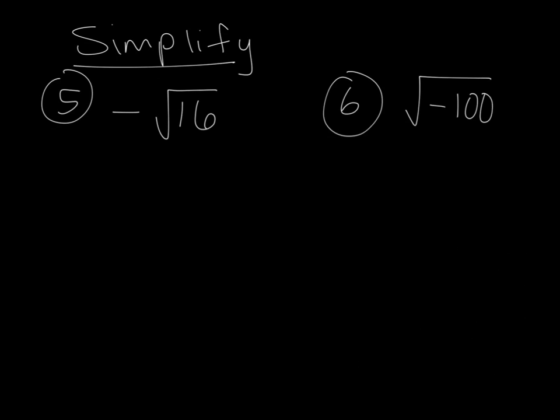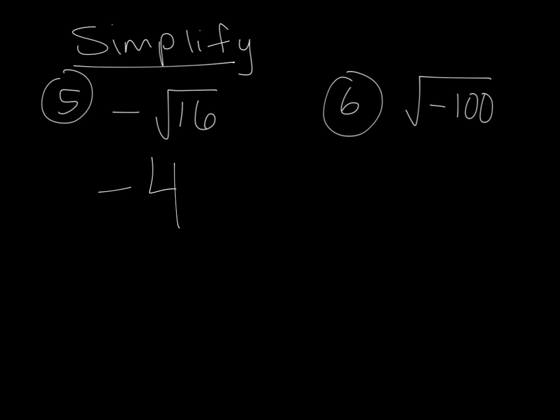All right, so number 5. Negative square root of 16. Since that negative is not on the inside of the square root sign, my answer stays negative, and the square root of 16 is 4. It does not need an i on that one because it's not inside of the square root.